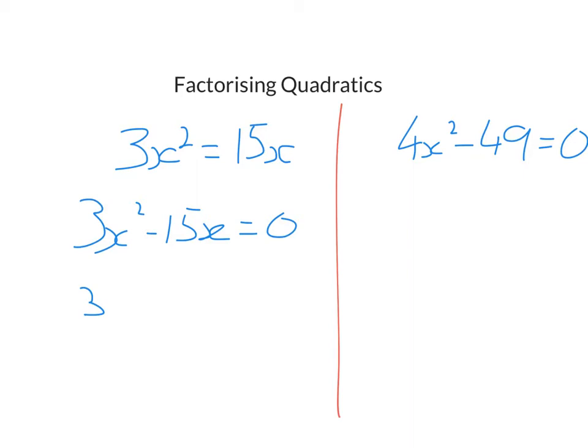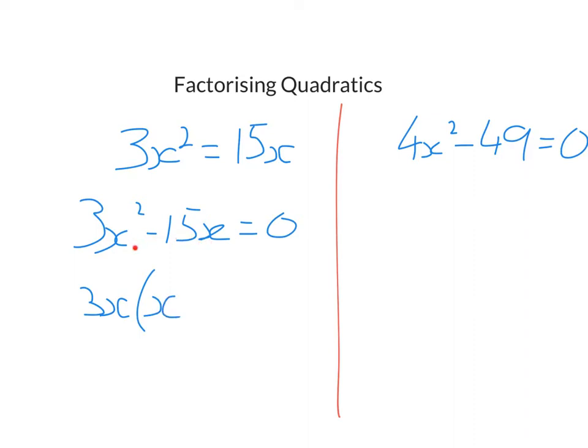Then what goes into x squared and x? That's going to be x. So we have our factor here that we're going to divide into 3x squared and into 15x, or minus 15x. First of all, 3x squared divided by 3x. The 3's cancel, so we don't have any number in front. Then x squared divided by x just gives us x.